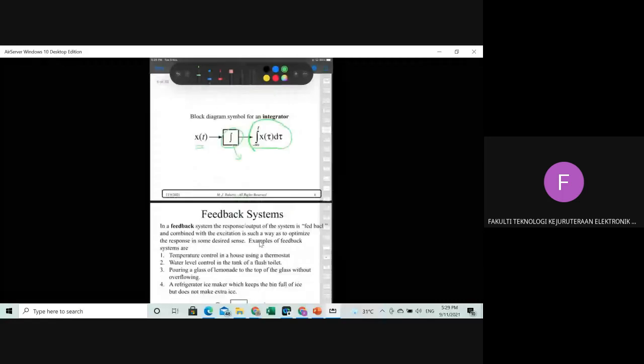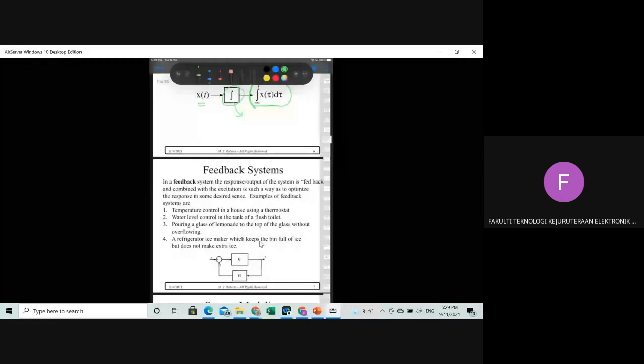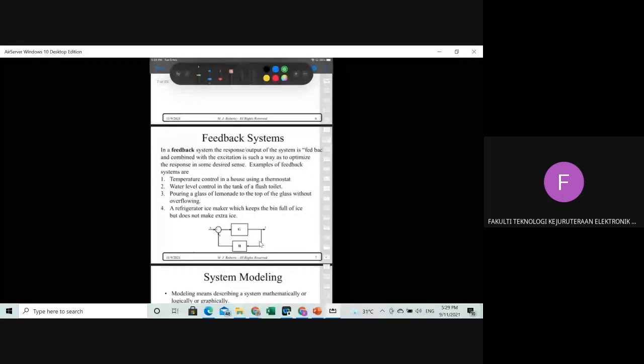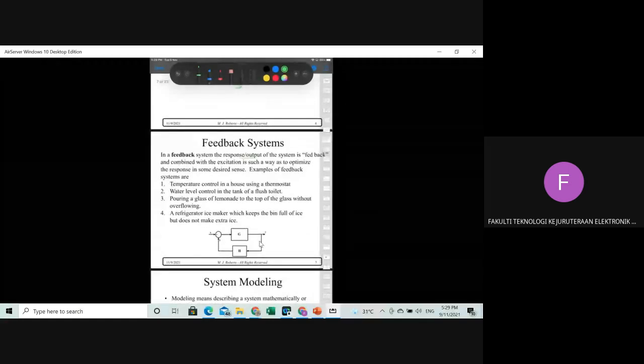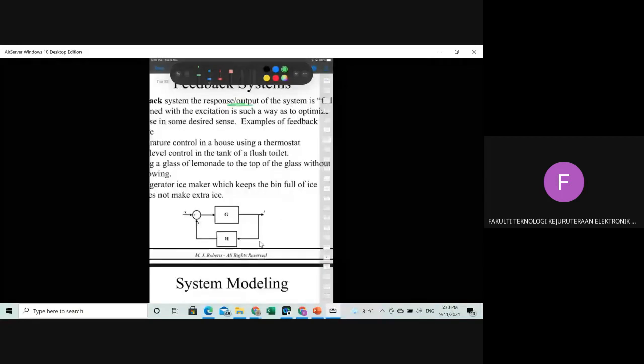So this is a feedback system. In the feedback system, the response or the output is fed back. Here, if you look at this block diagram, you have the system input here. This is the summing junction, and the input is X. The X goes to the summing junction, and then goes into the system G.